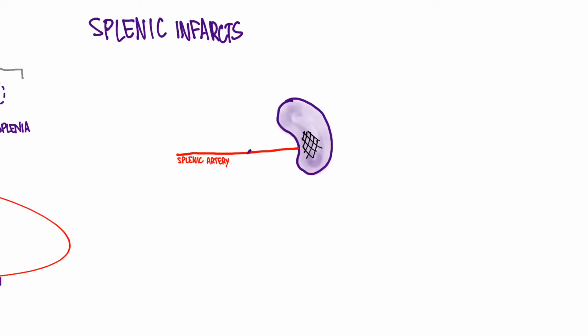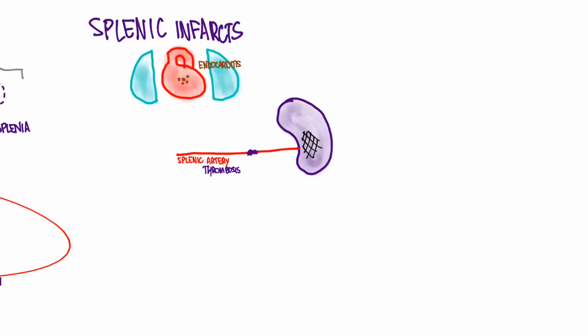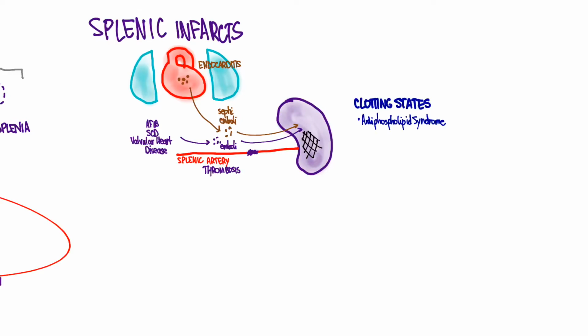For example, you can get a thrombosis in the splenic artery, leading to an infarct. With endocarditis, you could throw septic emboli to the spleen. Or for that matter, you could throw normal emboli to the spleen in various other disease states. And other clotting states can also be problematic, like Anti-Phospholipid Syndrome, HIT, and various other cancers.